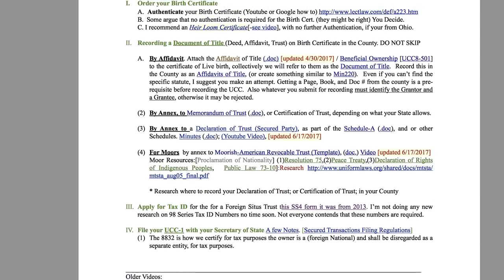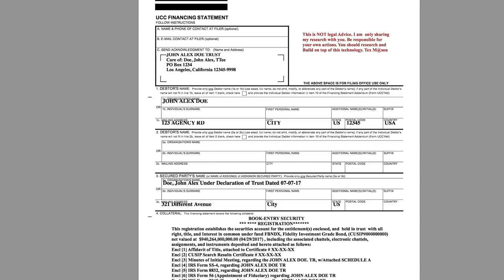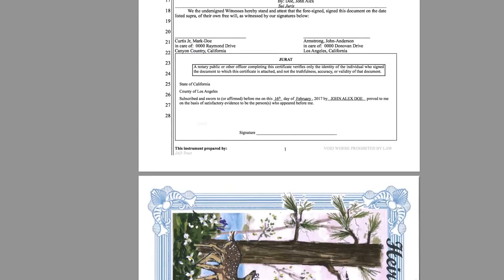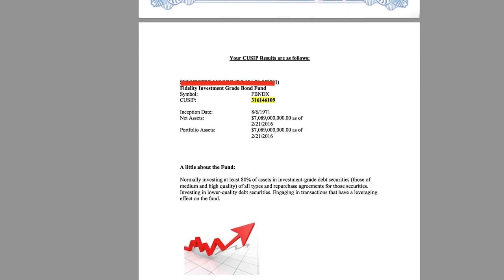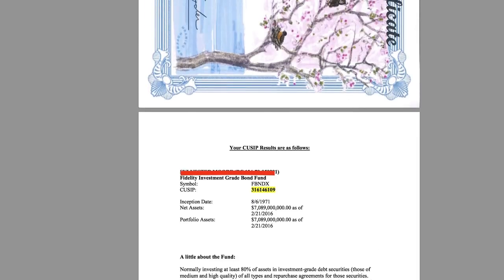So by now, I hope that you understand by watching all of this that the first thing that we're trying to do is record an affidavit of title on the certificate of live birth, which evidences the estate. And the QSIP search results, let's look at that one more time. What does this demonstrate? I don't want to go through this whole thing again, but I already kind of did in another video, so you can watch that. But these are the material facts, right?